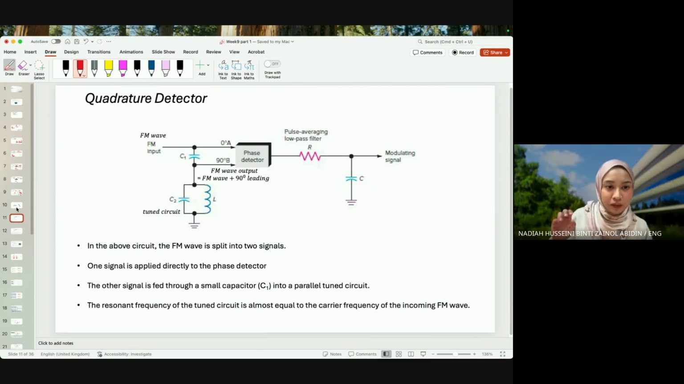Moving on. So we are going to talk again about quadrature detector. I'm going to give everyone 5 minutes. Take a drink, stretch yourself. I want everyone to understand quadrature detector very carefully.